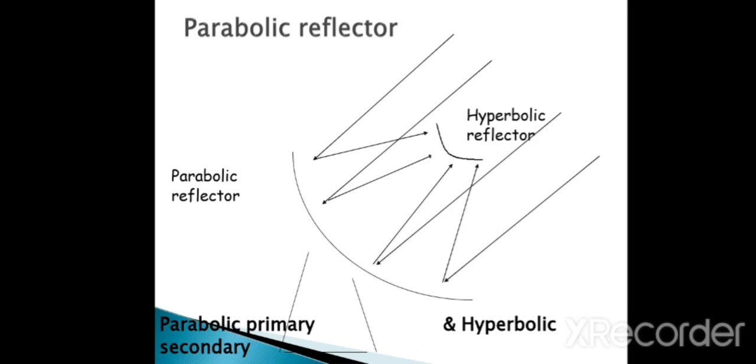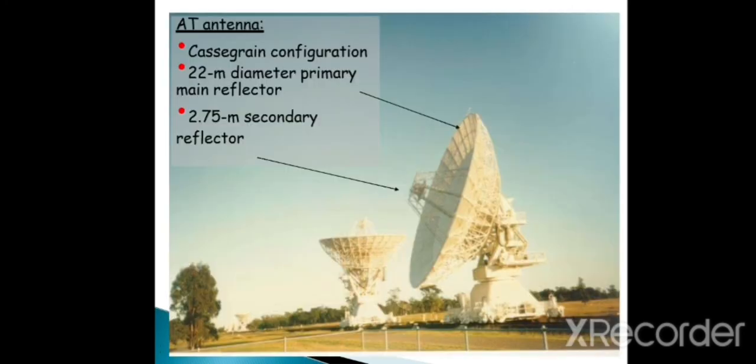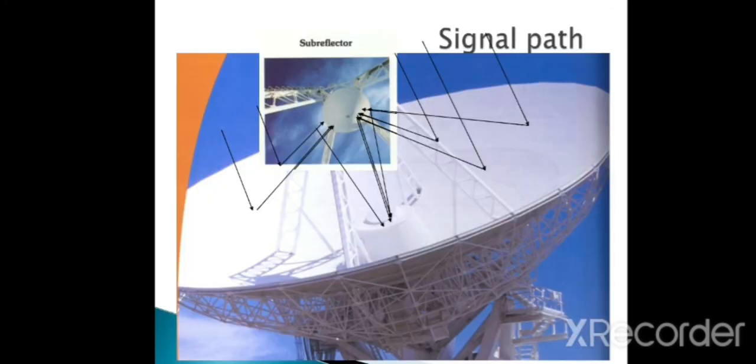This is the Cassegrain reflector antenna, with a 22 meter diameter primary main reflector and a 2.75 meter secondary reflector. So this is the shape of the Cassegrain reflector antenna. This type of antenna is generally used in satellite communication.